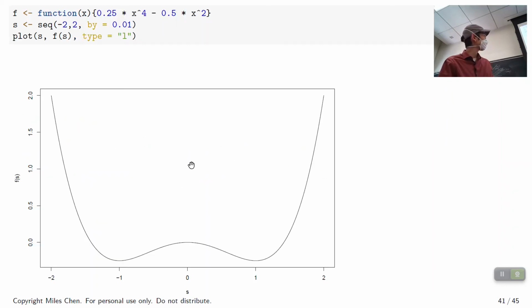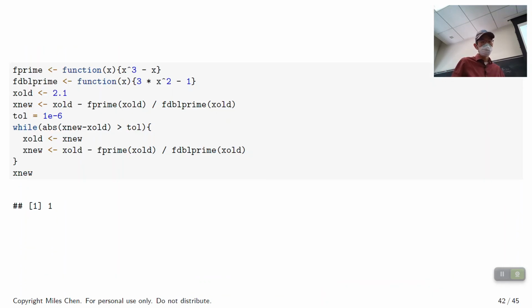So I'm going to just kind of code this up. This is what the function looks like. We can see we have a local min at -1 and 1, and the local max at 0. And like Newton-Raphson method, it's heavily dependent on your starting location. So here I'm going to start at 2.1. F prime is x cubed minus x. F double prime is 3x squared minus 1.